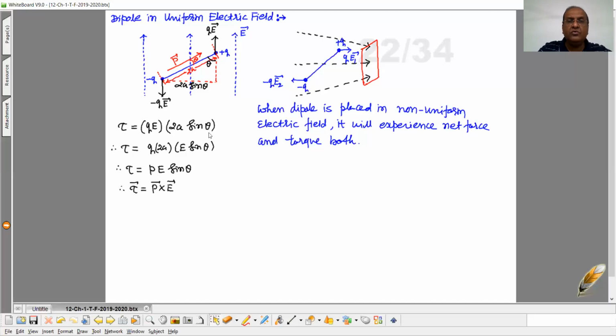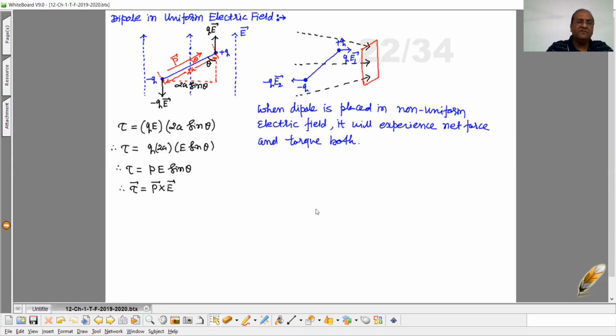So QE into 2a sine theta. So torque tau is force QE into 2a sine theta. So we can write tau equal to Q into 2a into E sine theta. So tau is PE sine theta. So in vector form, we can write torque tau is P cross E.